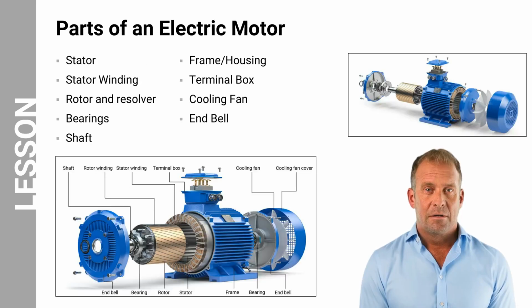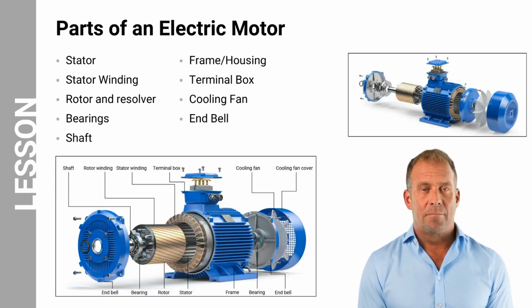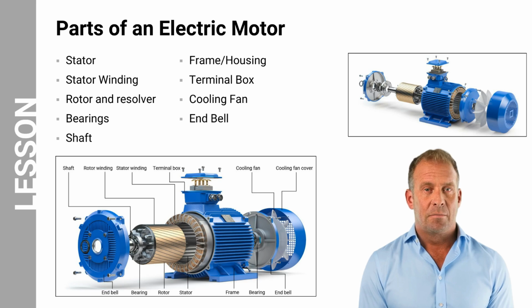Let us now move on to introduce the main components of a generic electric motor. As illustrated in the image, some of the main components that make up an electric motor are the stator winding, rotor, bearings, shaft, housing, terminal box, cooling fan, and end bells. It is important to note that not all electric motors will necessarily have all of these parts, as designs can vary depending on the motor's specific purpose and application.